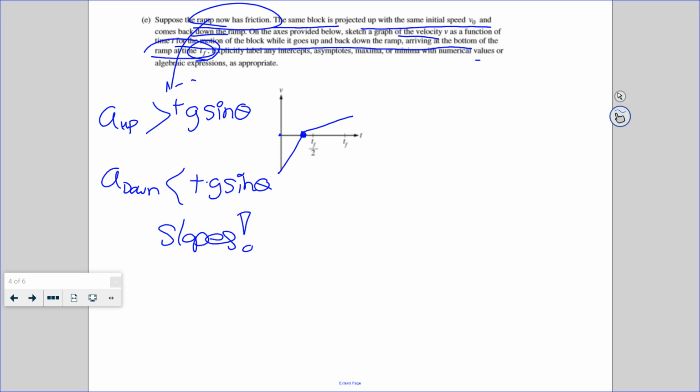Okay, and then the third point is for having a graph that crosses earlier than t over 2. Because you're going to quickly get to a stop with friction helping gravity slow the block down, and then it's going to take longer to reach the bottom at slower speeds with resistance.